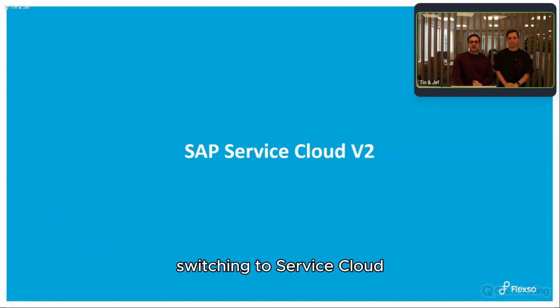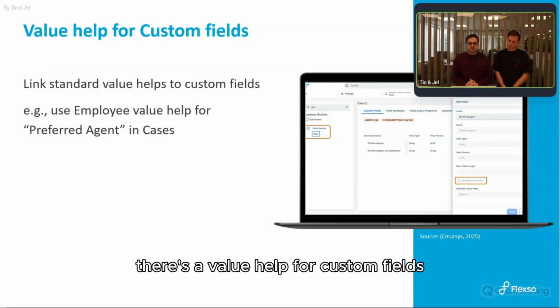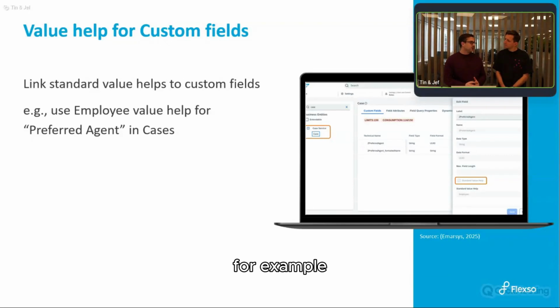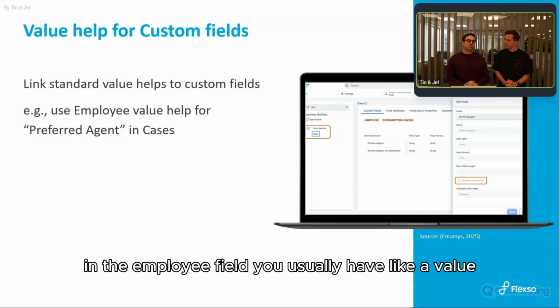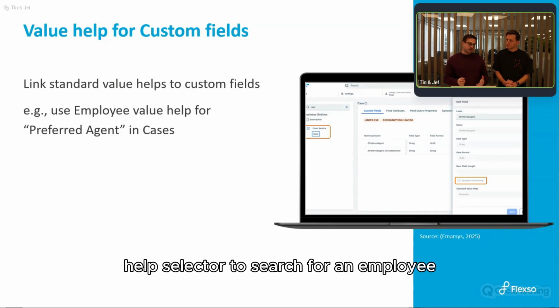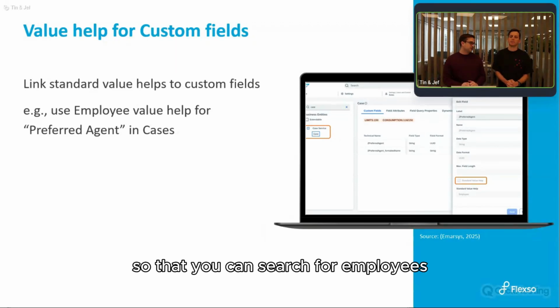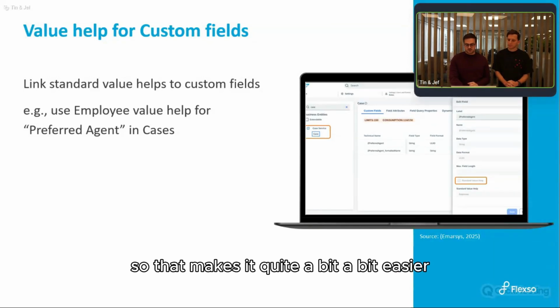Switching to Service Cloud, there's a value help for custom fields. So what that means is when you create a custom field, for example, a preferred agent, when you're working with cases, in the employee field, you usually have a value help selector to search for an employee. You can now use that same value help in your custom field so that you can search for employees in your newly created custom field. So that makes it quite a bit easier.